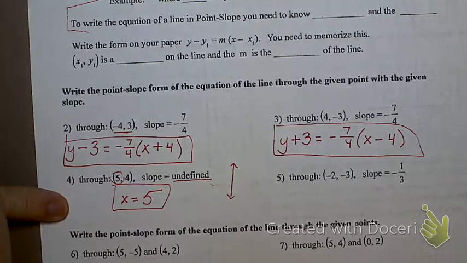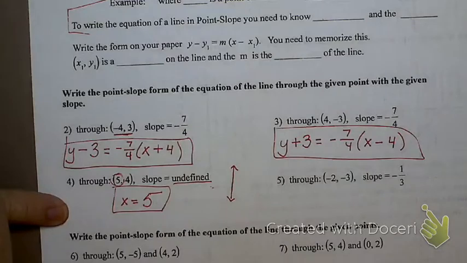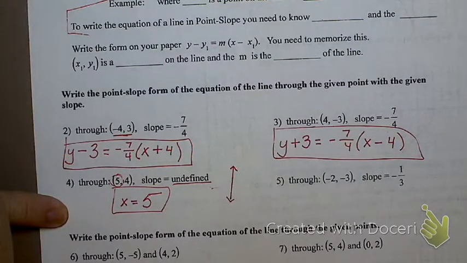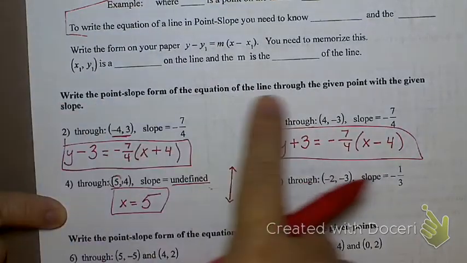Do we just have to write it down? What do you mean, do you just have to write it down? We don't have to write down the equation. Write the point slope form of the equation with the given slope.